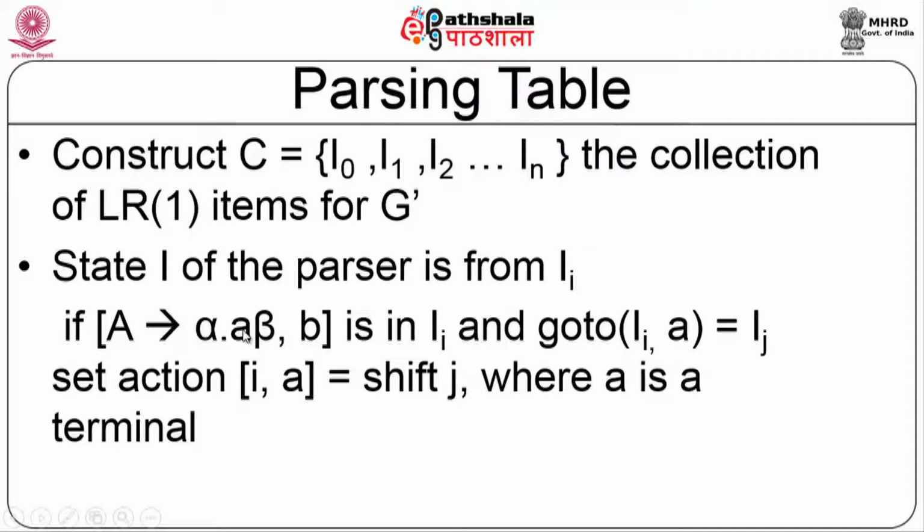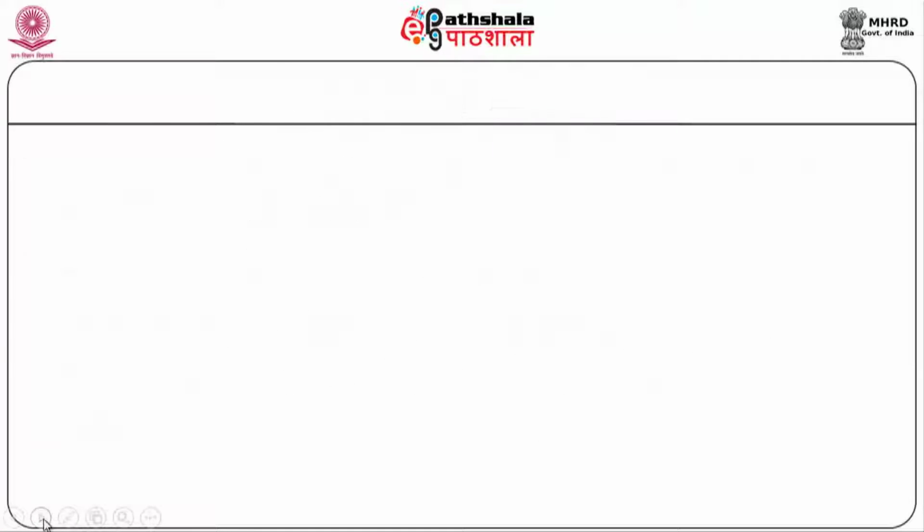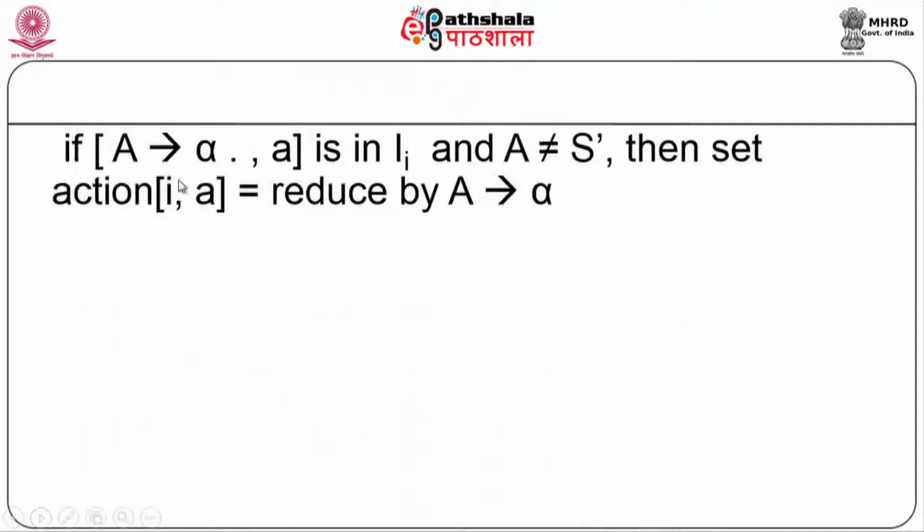That is, you are having a dot in the middle. So look at the go tos alone. For a terminal, you set the action i comma a is equal to shift by j, where a is a terminal. Similarly, if this is going to be an end marker, alpha dot is available. Here there is no need for determining the follow and all. Follow is not required here because I am incorporating the follow information itself as a look ahead symbol in the items itself. So this is my look ahead. a is my look ahead here.